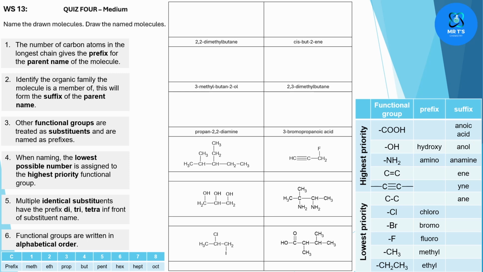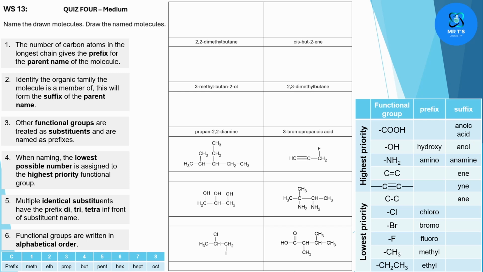Here's a fourth quiz on naming simple organic molecules. It's a medium level of difficulty. Don't forget to use the rules on the left and the table on the right to help you remember the functional groups and their suffixes and prefixes, and the table down the bottom if you need to remember how many carbons there are. Now there are 6 molecules to draw and 6 molecules to name. So if you just pause the video now, I'll go over the answers when you restart it.